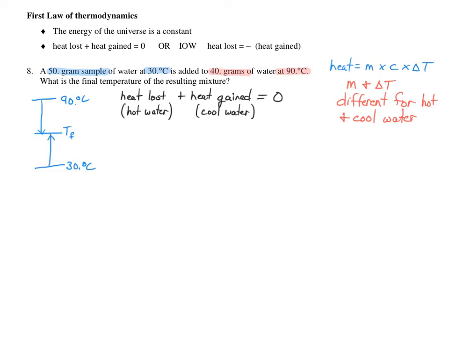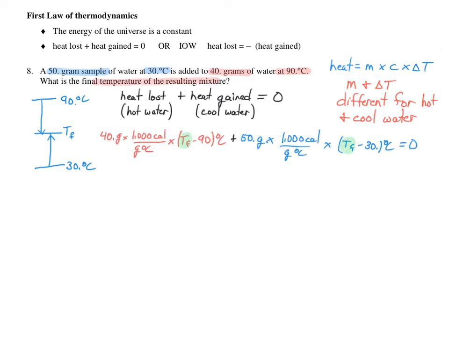Again, we mix them together. The cool water is going to increase in temperature, the hot water is going to decrease in temperature, and they'll both end up at the same temperature, TF. So we're going to apply this equation to the hot water and to the cool water. Now, this is a lot of algebra. We're going to solve this equation for TF, the final temperature of the resulting mixture.